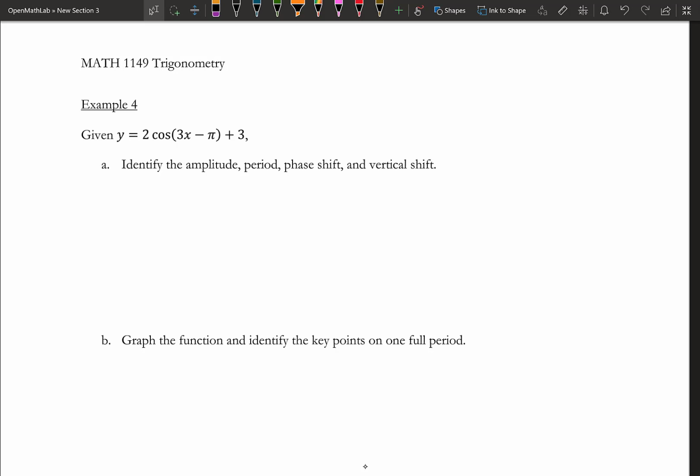Right, so just labeling the parts, right? So A is 2. This part would be B, right? So B is 3. C is negative pi, it would just be pi. And then D is 3.